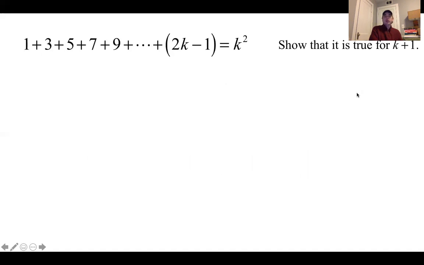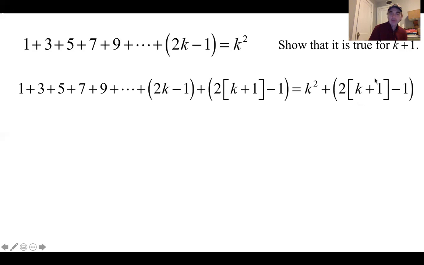All right. Assuming that this first part is true, I want to show that it's true for k plus 1. So I want to add the same thing to both sides. What is the next number that is going to go on the left? Well, replacing this k with k plus 1, it will be 2 times k plus 1 minus 1. If I do that on the left, I should do that on the right.